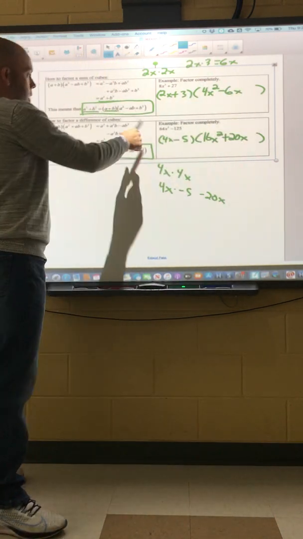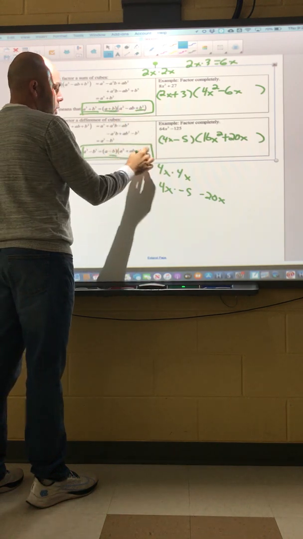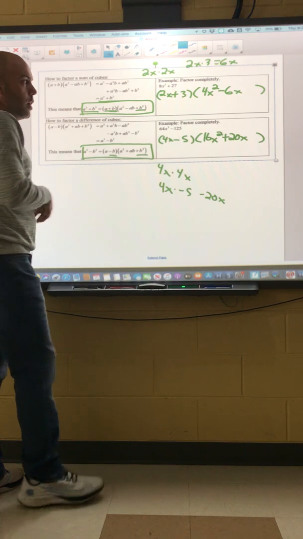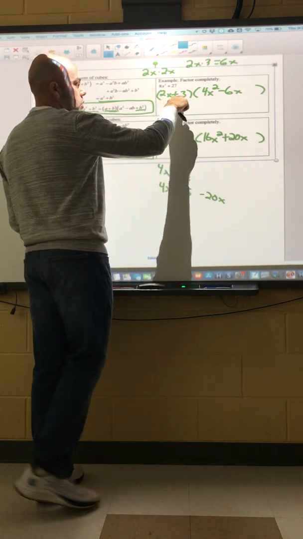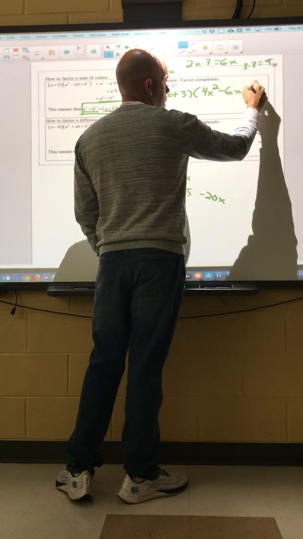Okay? And then for that last term, notice how it went from negative b to plus b squared. Okay? So we're going to take that last term and square it. So we're going to do 3 squared, which is 3 times 3, which is 9. So I write plus 9.